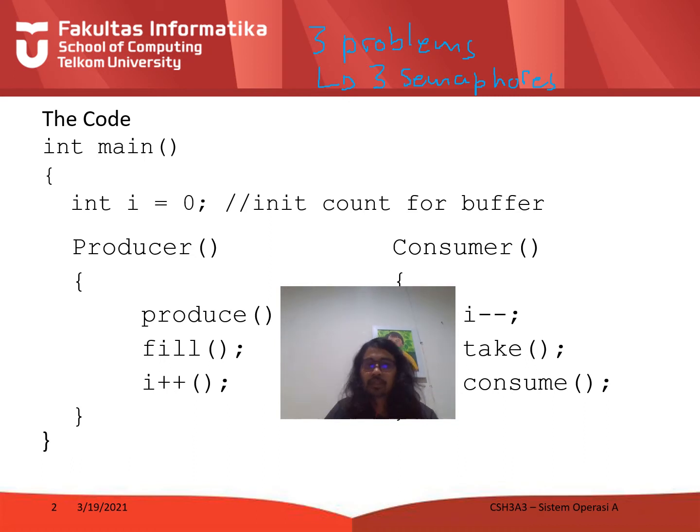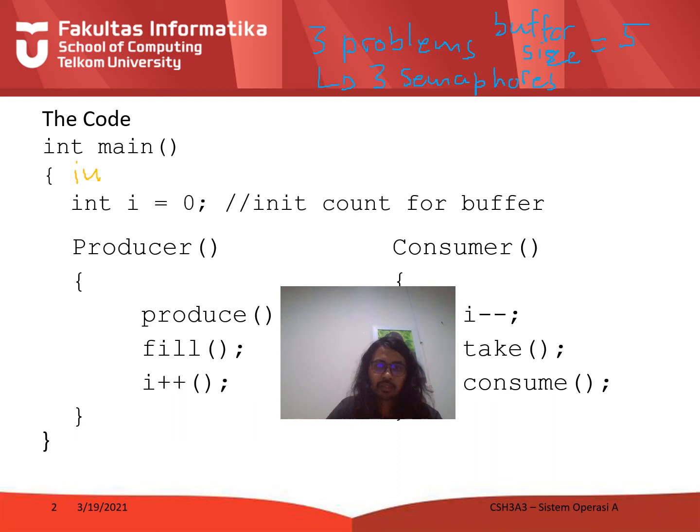We would like to add an assumption that the buffer size is 5. So there are 5 members of the buffer, 5 addresses. Because a semaphore is basically an integer, we declare 3 integers for the 3 semaphores.